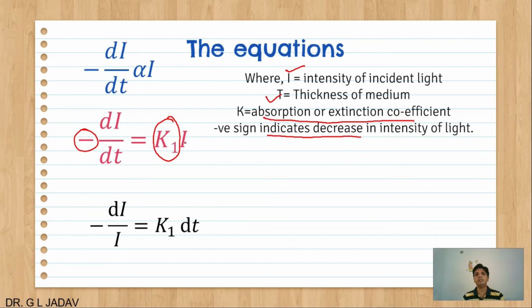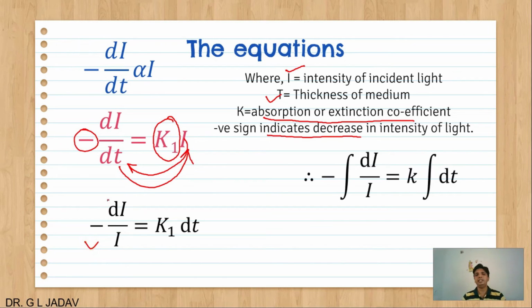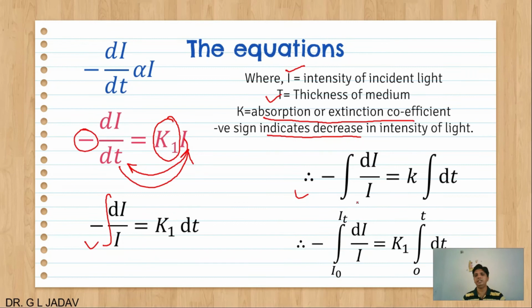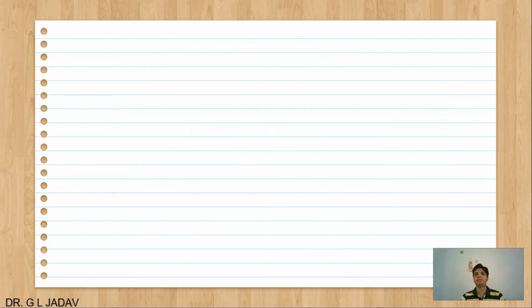Now, these are some mathematical formulas. Taking this I here and dt here will give this equation. Integrating this equation, this is the integration of 1 by I from I0 at thickness 0 to It at thickness t, and dt integrated from 0 to t. So on integration you will get this function.